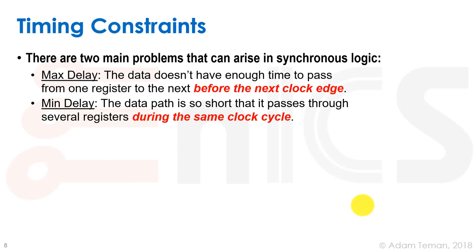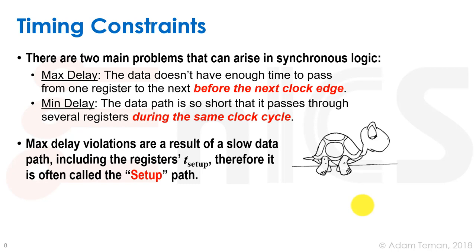In other words, there was kind of a race and the data just flew through two registers instead of going through one and stopping at the next one. Max delay violations are a result of slow data paths. So what happened was the data, again, didn't have enough time to pass from one register to the other. That's because the data path was very long. It was a very slow path.